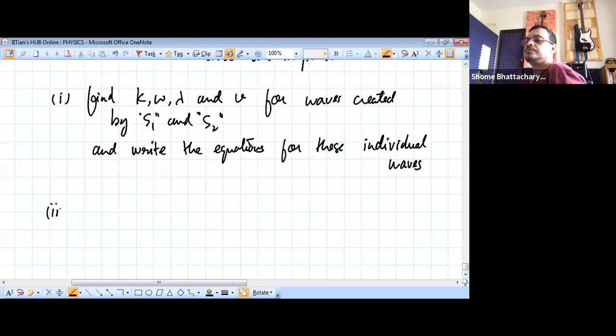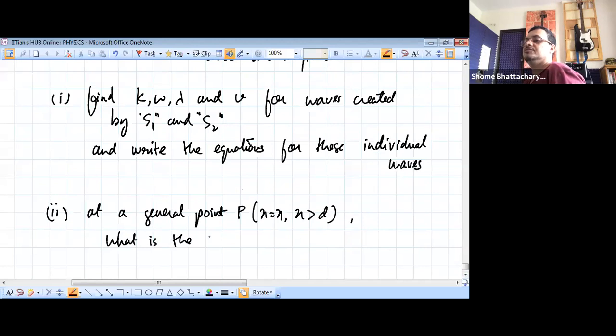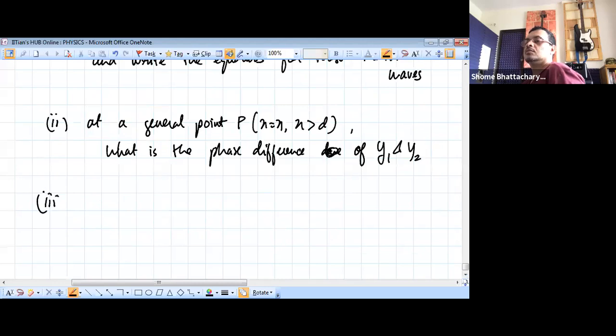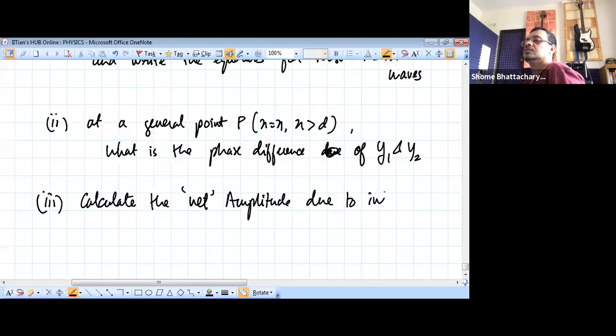Then second, at a general point P at x equal to x, where x is greater than d, what is the phase difference of y1 and y2? And third part, calculate the net amplitude due to interference of y1 and y2 if d is equal to. So I'll give you some values of d.